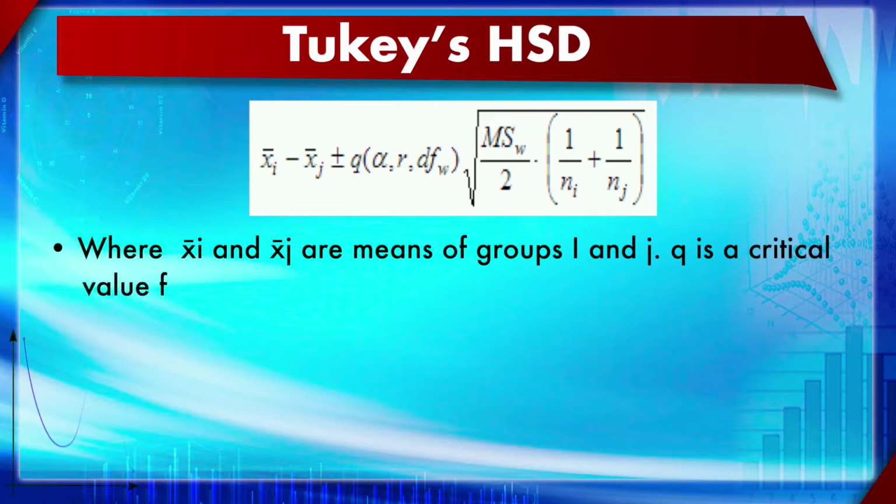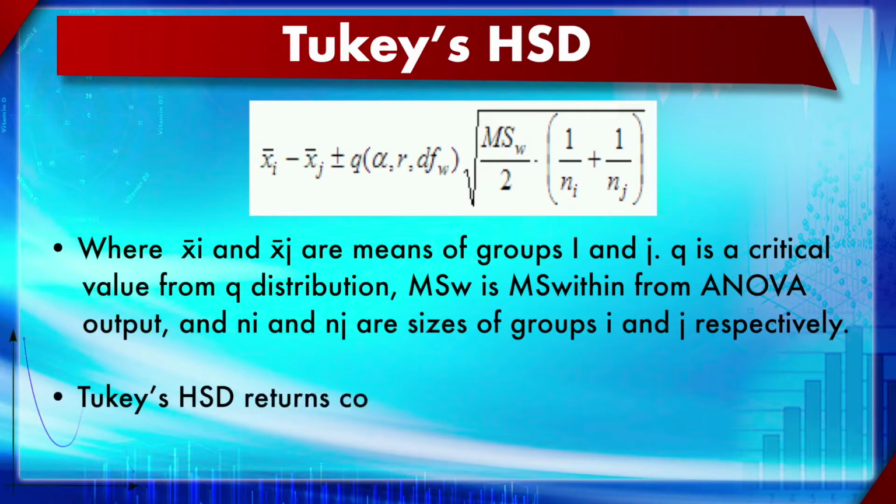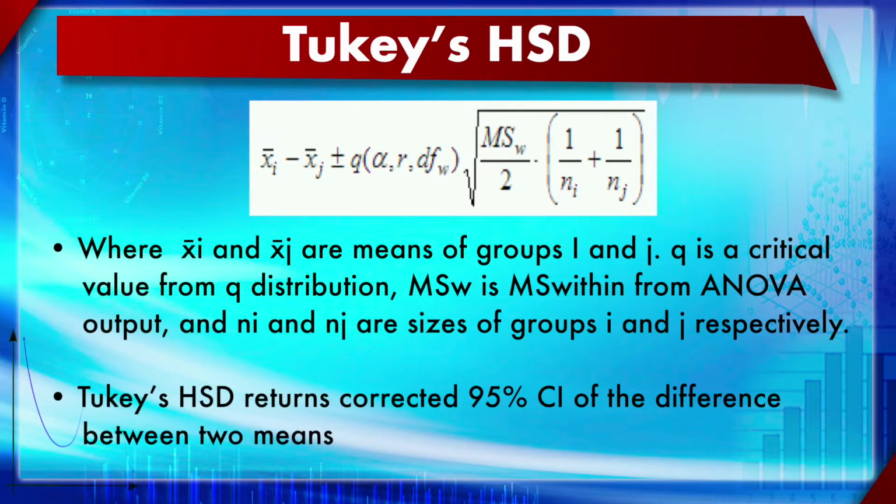So first you have to calculate the difference between the two group means, that is xi minus xj, plus or minus. In the formula there is something called a constant q for Tukey's HSD, Q given alpha, R and degrees of freedom. R is the number of groups, sometimes called K. Alpha is the significance level, and then the degrees of freedom.